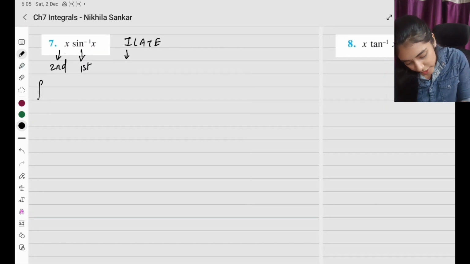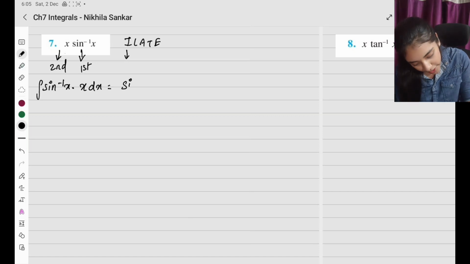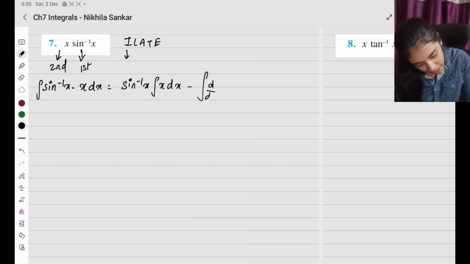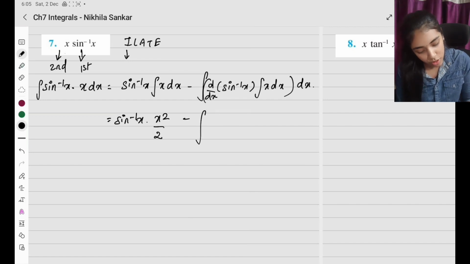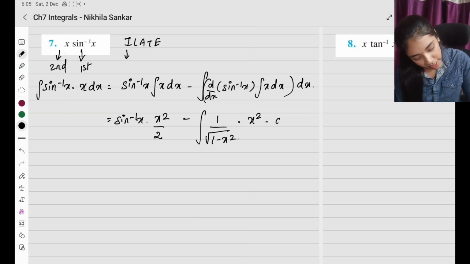Okay, solve பண்ணலாமா? So integration of sine inverse of x times x in நான் மாத்திக்கிறேன் for calculation. So I have first function, integration of second function minus bigger integral d by dx, open bracket, first function sine inverse of x times integral of second function, close bracket, times dx. Okay, so this is sine inverse of x times x square by 2 minus integration of d by dx of sine inverse of x is going to be 1 divided by square root of 1 minus x square times integral of x dx is going to be x square times I have a dx.